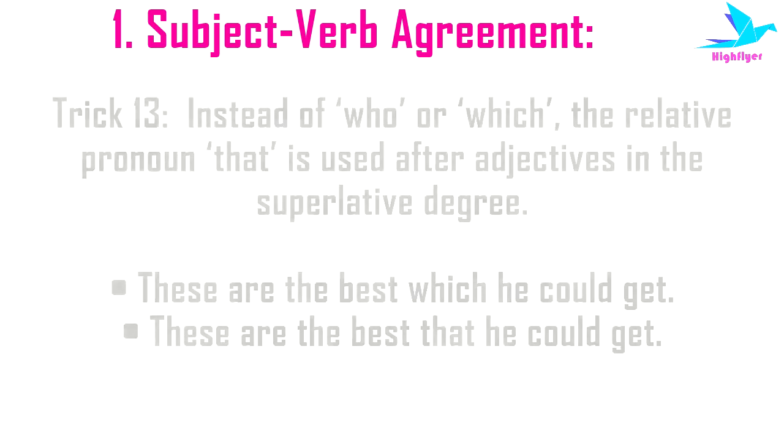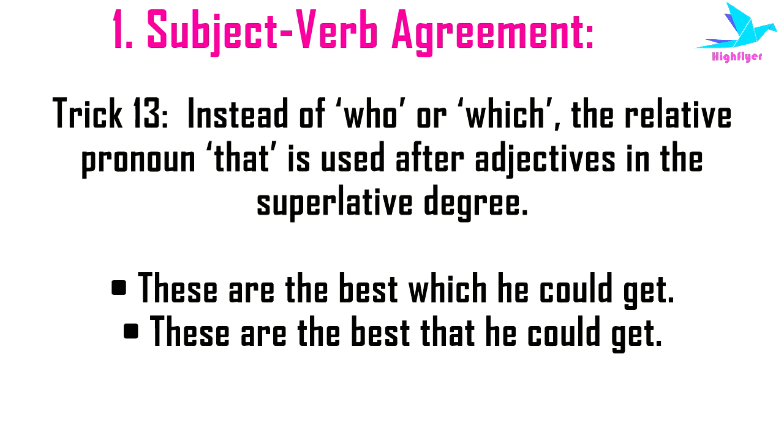Next trick. Instead of who or which, the relative pronoun that is used after adjectives in the superlative degree. For example, "these are the best which he could do." Now this is the incorrect statement. The correct form of this is "these are the best that he could do."